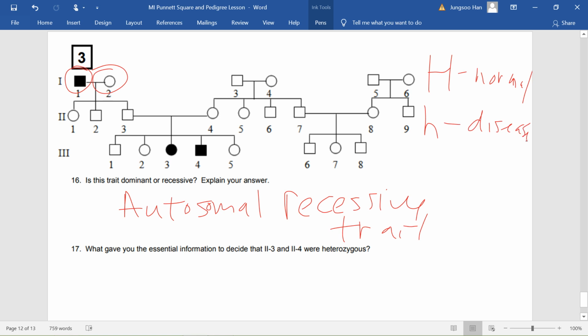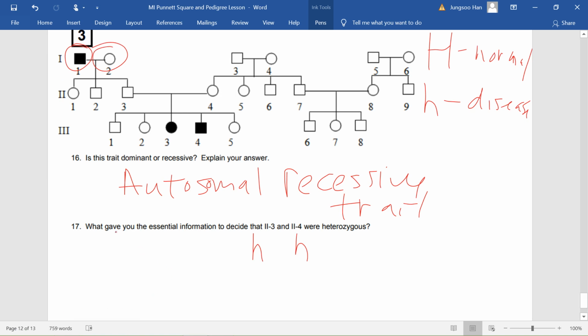So that means individual 1, the father right here, has to be little h, little h. The mother, she can be 2 possible genotypes. The mother, individual 2, can be big H, big H, or big H, little h. My bad. We don't know, but for the most part, it's not going to matter.